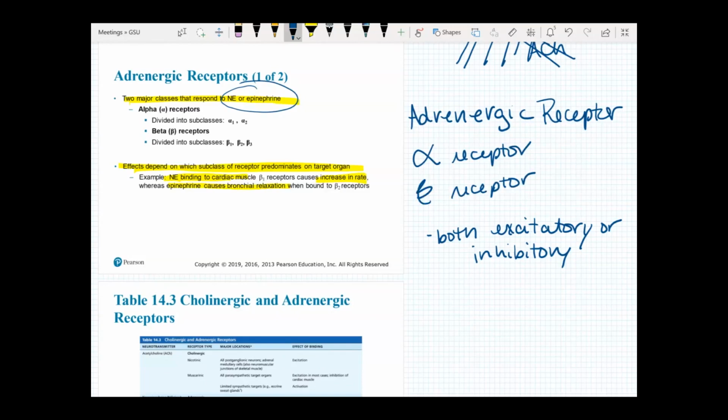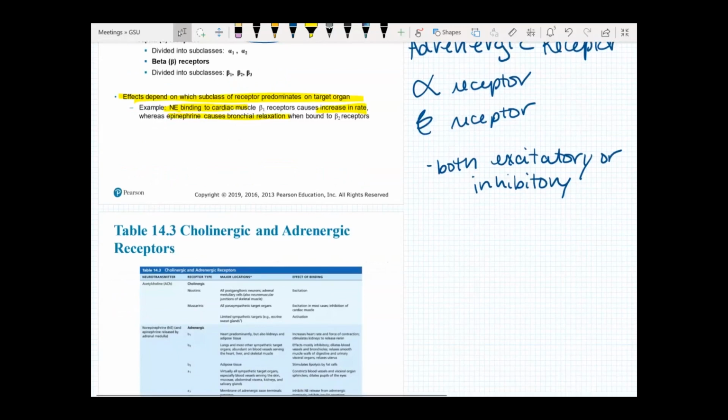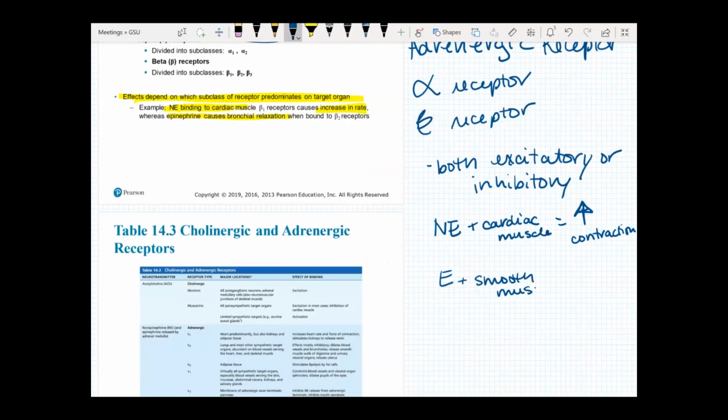So with these adrenergic receptors, it can be excitatory or inhibitory. So just to write it out, if we have norepinephrine and we connect that norepinephrine to cardiac muscle, we're going to increase our heart rate. But if we have epinephrine and we apply it to the smooth muscle of our lungs or our bronchioles, it will actually relax. It will decrease the contraction.